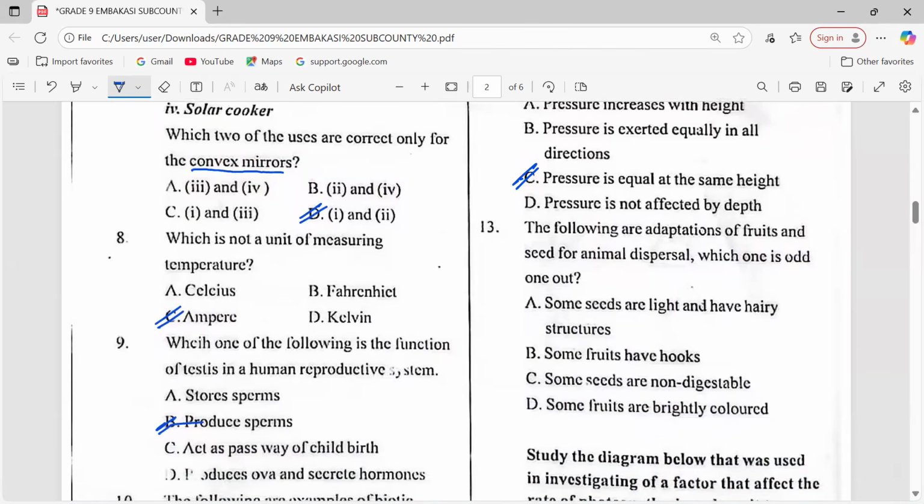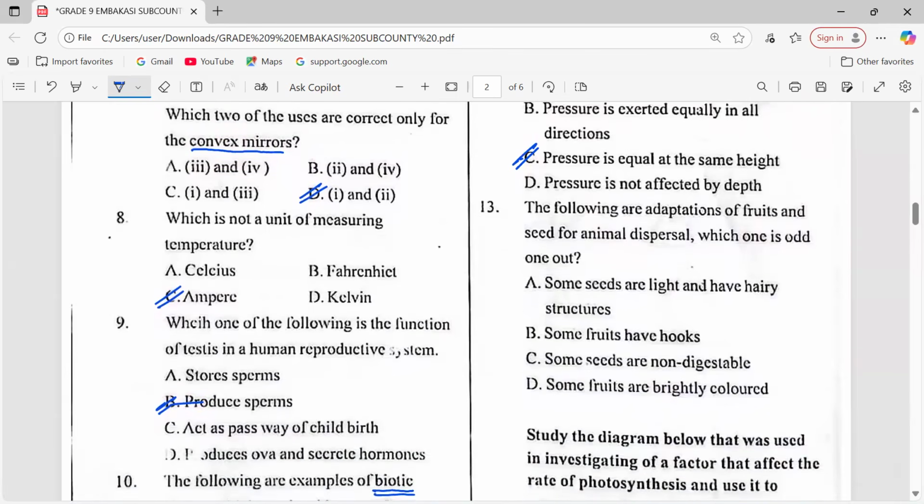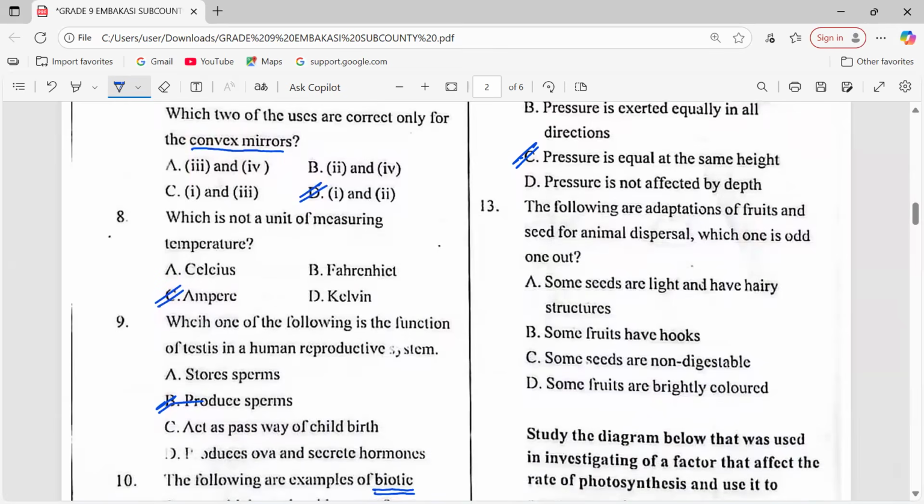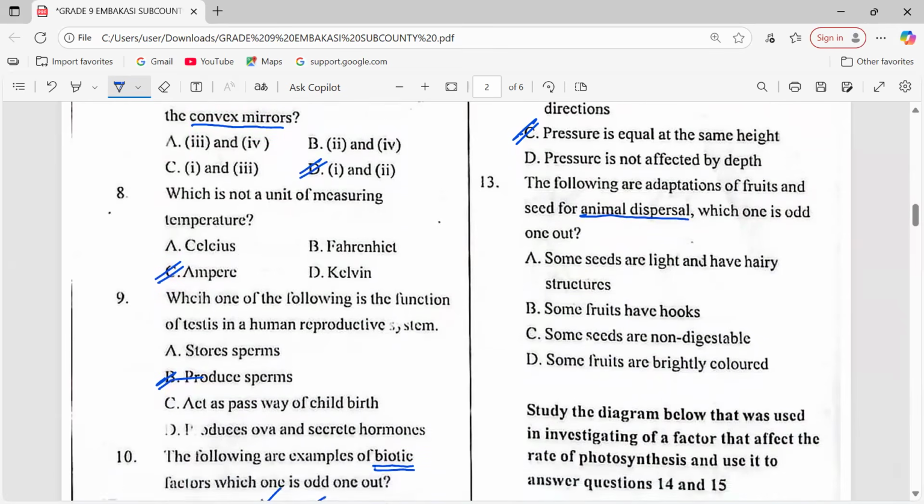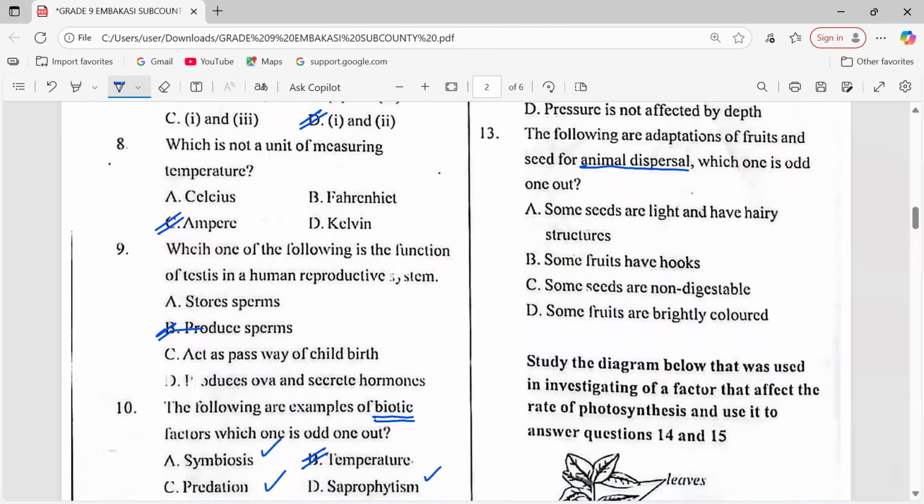Now, the following are adaptations of fruits and seeds for animal dispersal. Which one is the odd one out? Number 1, some seeds are light and airy structures. B, some fruits have hooks. Some seeds are non-digestible. Some fruits are brightly colored.